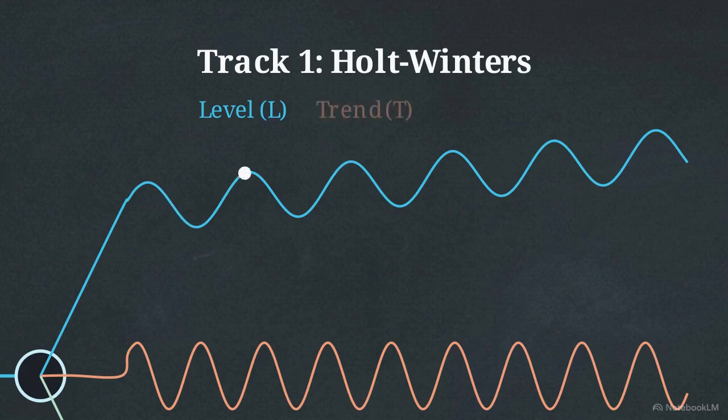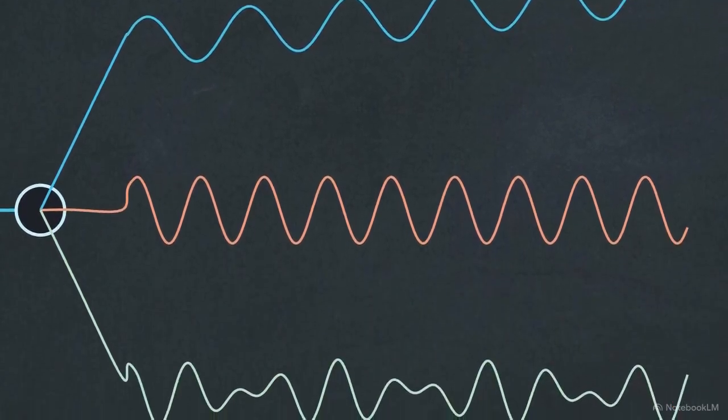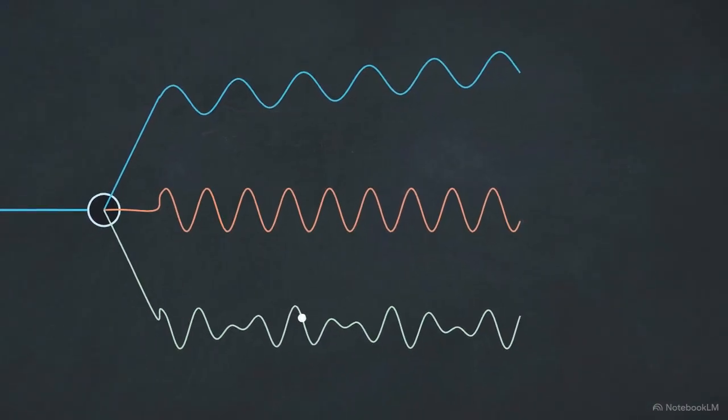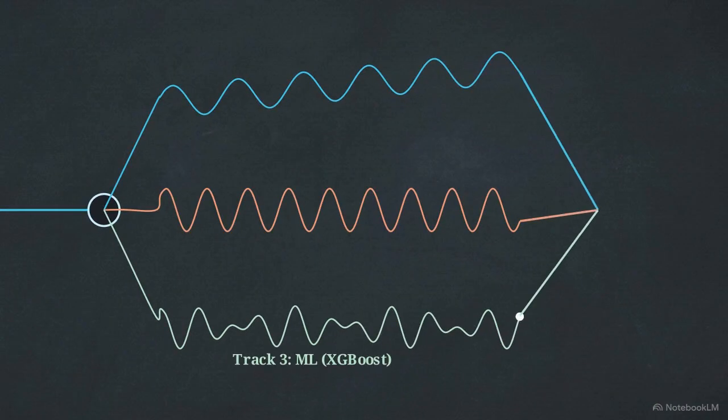Track 1 utilizes triple exponential smoothing, or Holt-Winters. It decomposes history, iteratively updating smoothing equations for level, trend, and seasonality to minimize error. Track 2 handles autocorrelated data using SARIMAX. It differences the signal for stationarity, factoring in exogenous variables like price changes directly.